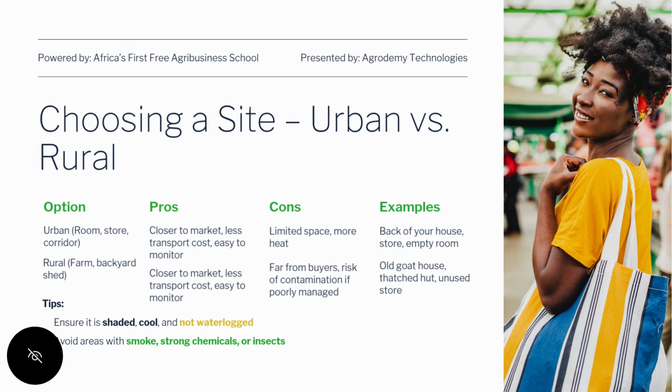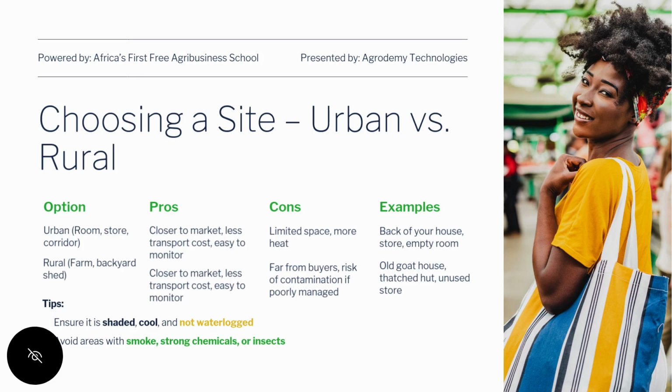The first thing that you want to think about is site selection. So you want to think about, should I use an urban site or should I use a rural site? By urban site, you're talking about using your rooms, using your stores, using your dark corridors in your house. Remember, mushroom thrive in dark areas. If you don't know this, please go and watch the previous module, which is module two.